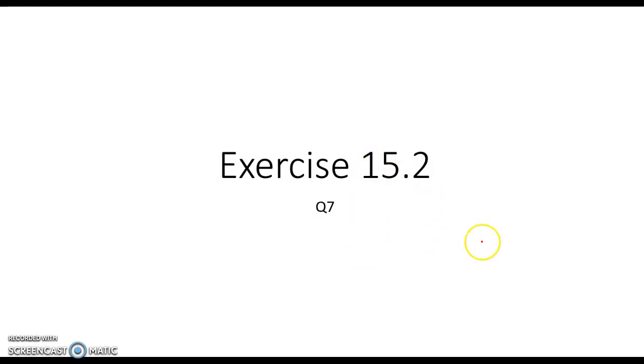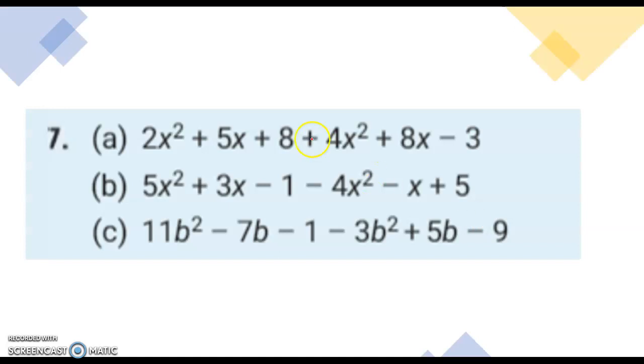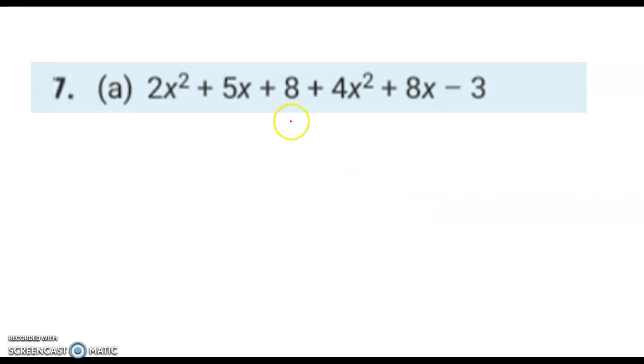15.2 question 7, and on the next question here what we've got is these three questions. Again, maybe a little bit harder here, so let's deal with part A first of all. So again, your idea here is to try and tidy up the things that are the same.